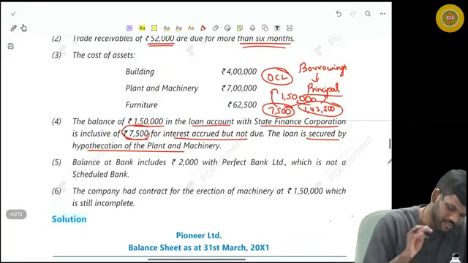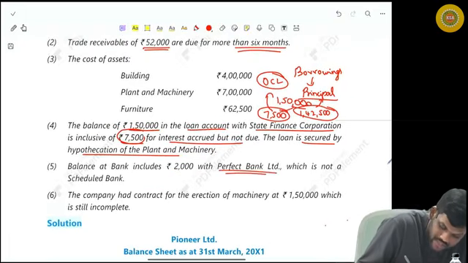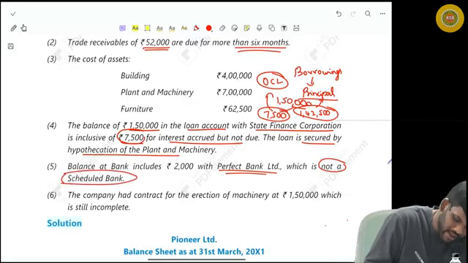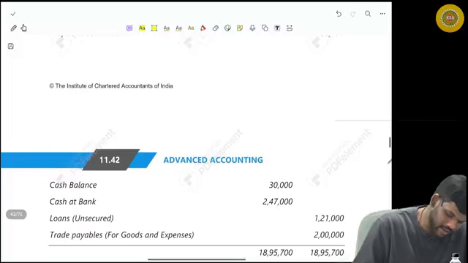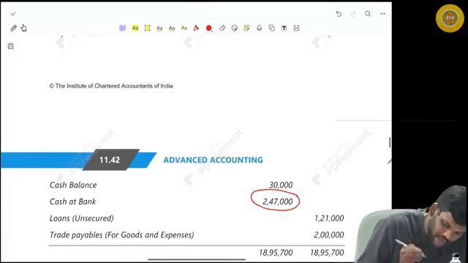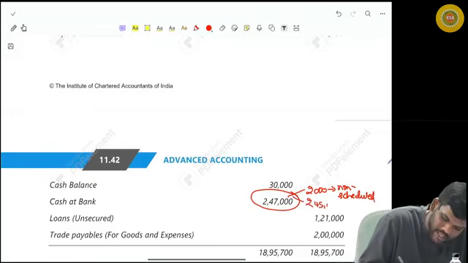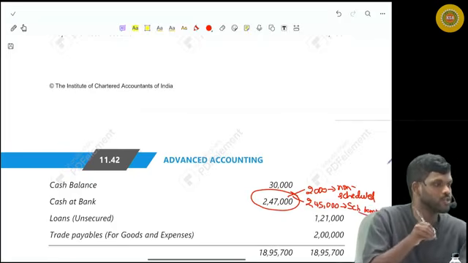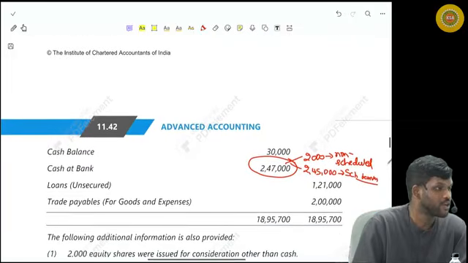Next one. Balance at bank includes rupees 2,000 with Perfect Bank, which is not a scheduled bank. This is important. Okay, let us see. How much is the total balance with bank in the trial balance? If you see, with the bank totally we have 2,47,000. Out of this, 2,000 is with non-scheduled banks. Remaining 2,45,000 is with scheduled banks. So in notes to accounts, you have to show this 2,45,000 separately, and you have to show this 2,000 separately.